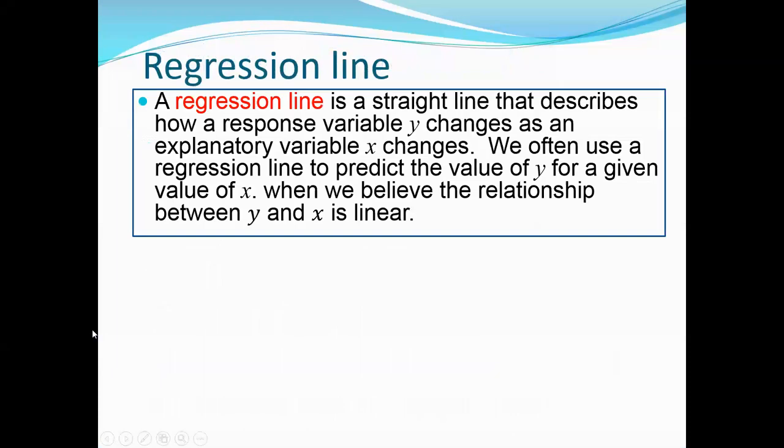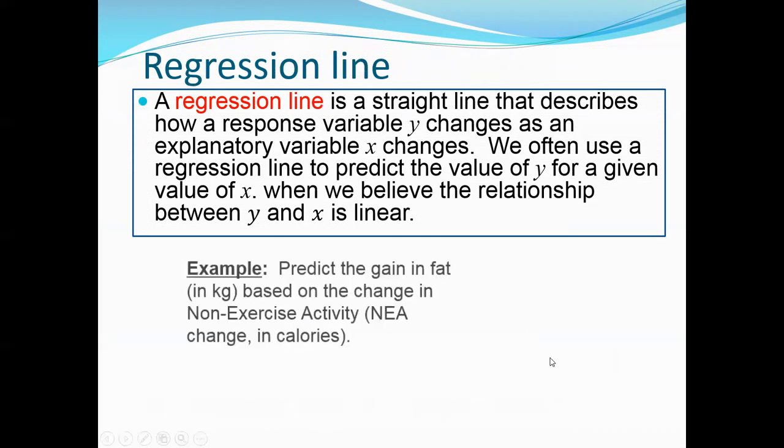A regression line is a straight line that describes how a response variable, y, changes as an explanatory variable, x, changes. We often use a regression line to predict the value of y for a given value of x when we believe the relationship between y and x is linear.